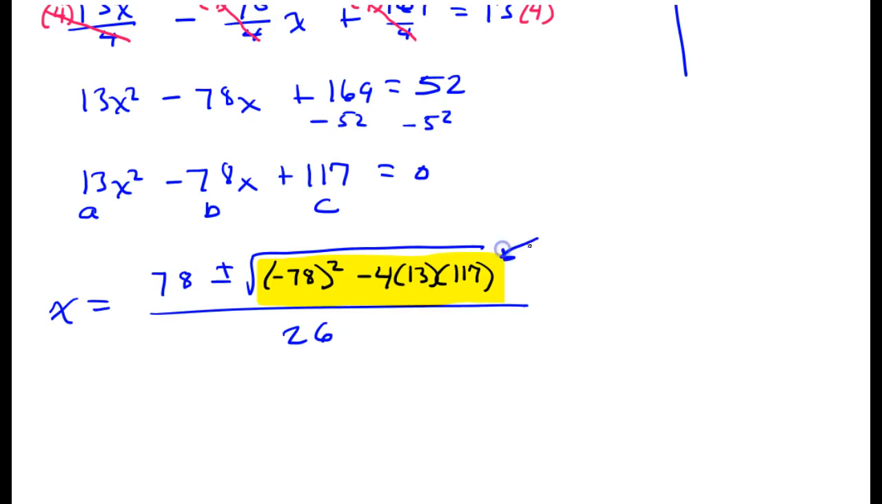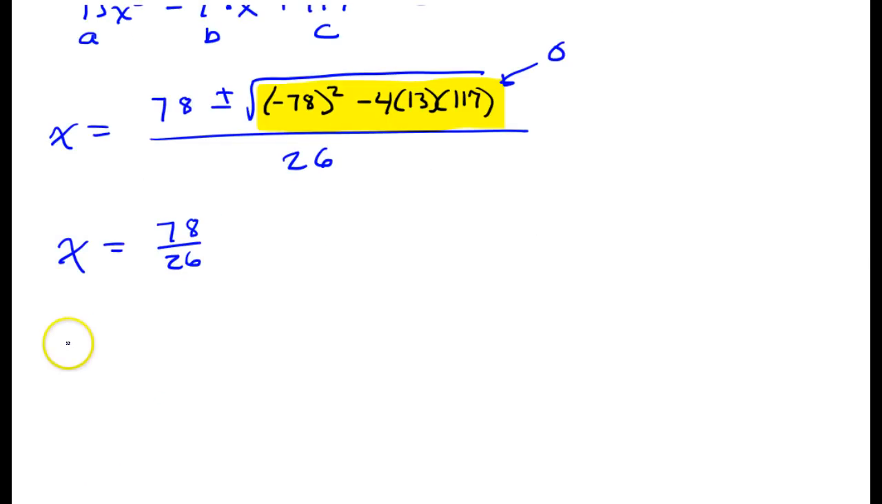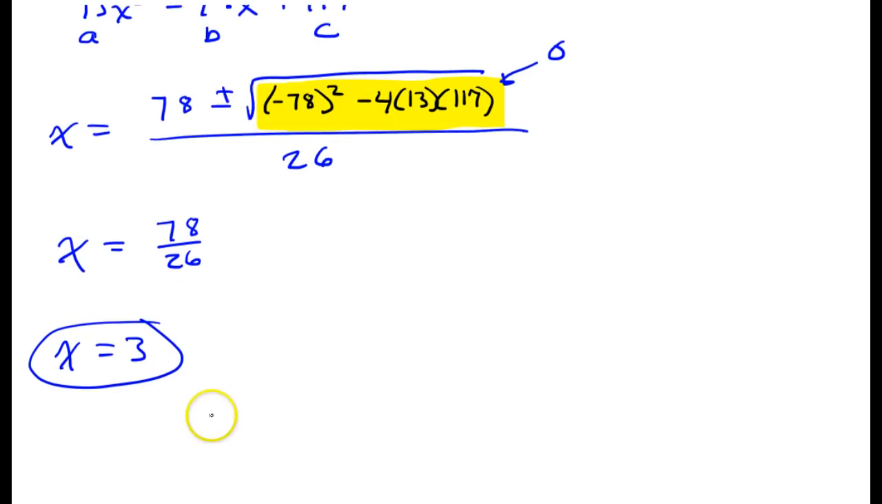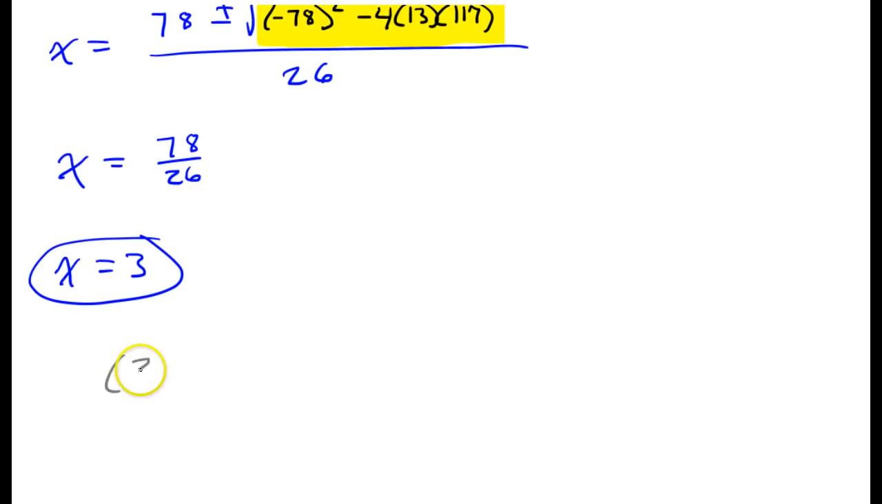Alright, this discriminant turns out to be 0. So the square root of 0 is just 0. So that means I just have 78 over 26, which is simply 3. So x is equal to 3. So look, if I'm building my solution set, then what I have so far is 3 comma something. I need the y value to go with it.